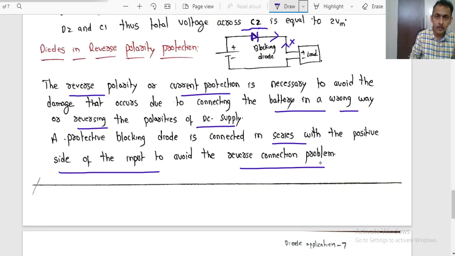So the major thing is during forward bias it will be conducting, and during reverse bias it acts like an open switch, and it is going to isolate the load and the source. Load and source will get isolated if you connect a diode in between these two. During forward bias it acts like a closed switch, and during reverse bias like an open switch, right? Like that, the diode is used in reverse polarity protection.